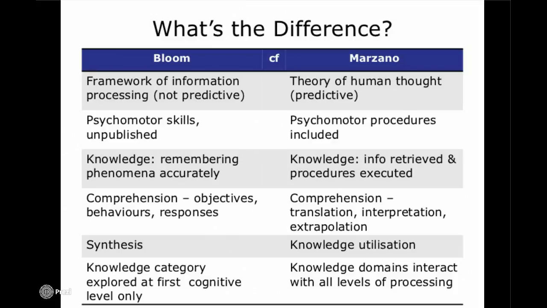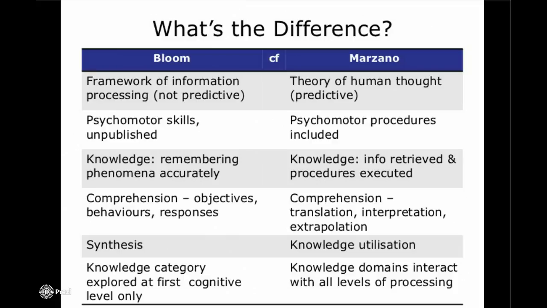Psychomotor skills were unpublished and, I suppose, ignored to a point in Bloom around learning. But psychomotor procedures, as we know, the physical elements of learning and what we have to physically do to show learning, is important. That knowledge was about remembering phenomena accurately. Marzano's suggestion, in this new taxonomy, is that knowledge is information retrieval, but it's also the procedures that we execute to use that knowledge.